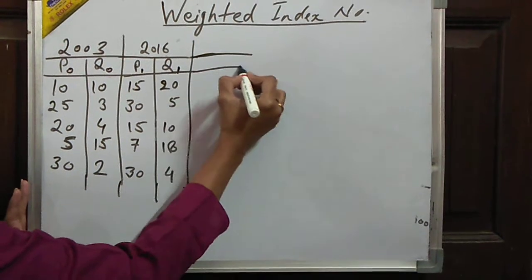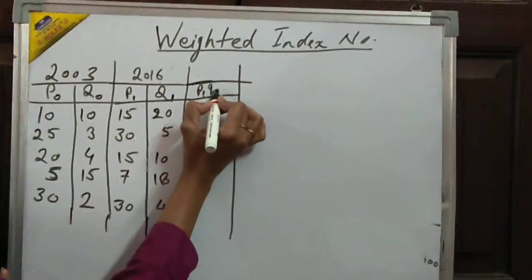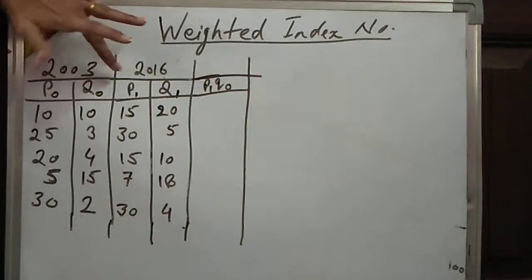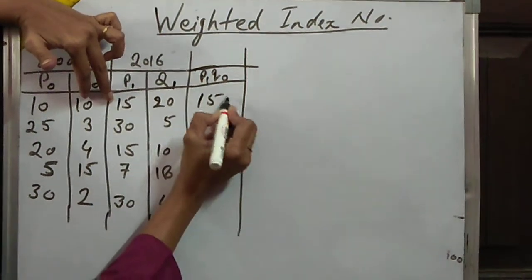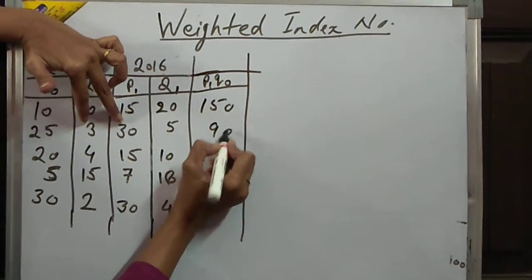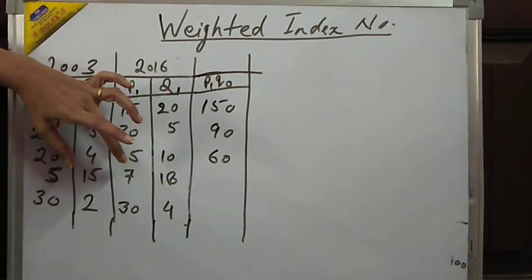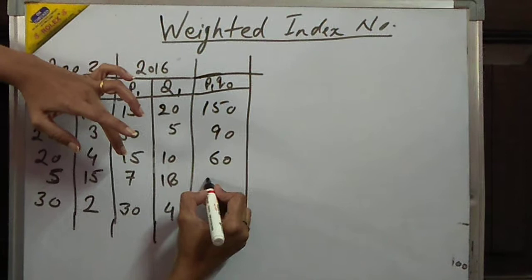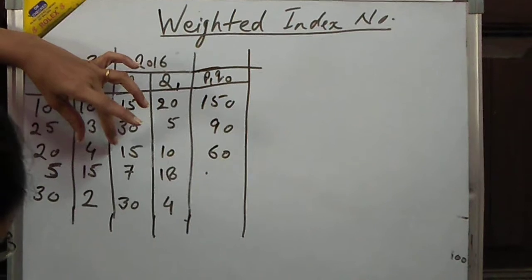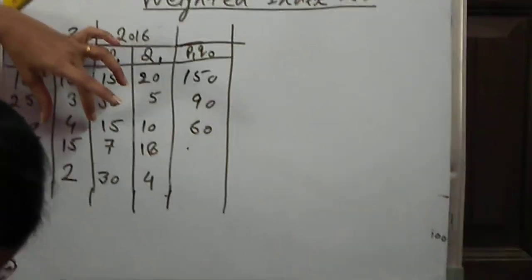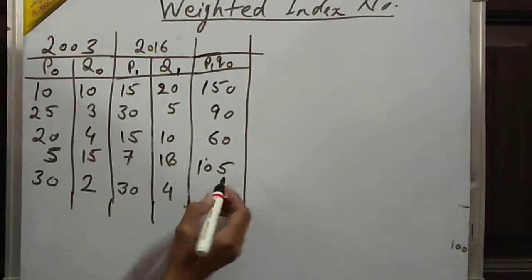The first thing which we have to calculate is P1 Q naught. Multiply P1 with the Q naught. 15 into 10, 150. 30 into 3, 90. 15 into 4, 60. 15 into 7, 105, and then 13 into 2, 60.